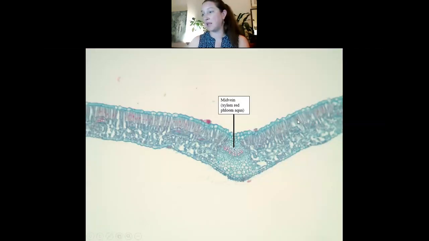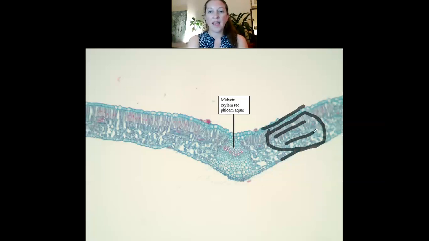So here's that same leaf again, right? Just to get you oriented, here's the upper epidermis, here's the lower epidermis. Here is the mesophyll layer, right? With the Palisade mesophyll on the top, Spongy mesophyll on the bottom. And then here is your vein, right? Here is your vein. In the case here, this is the mid-rib, or the mid-vein. The red part is the xylem, and the kind of aqua-colored part is the phloem of that vein.